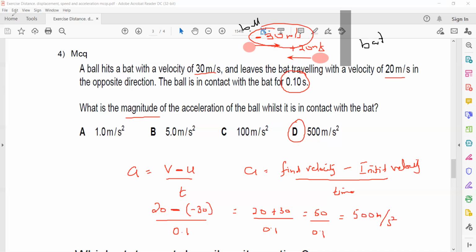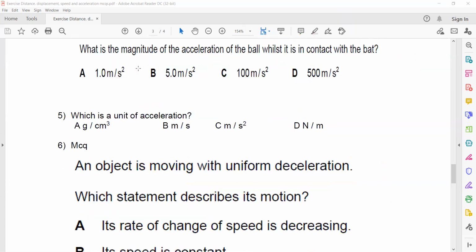Is it clear? This question 4. Is it clear to everyone? Moving on to the next question.